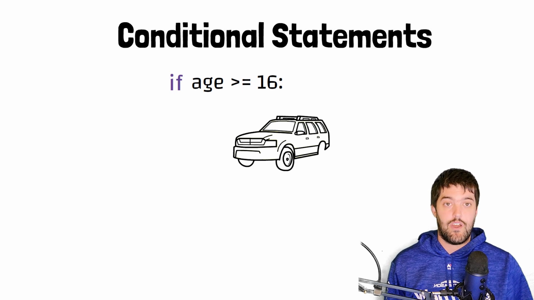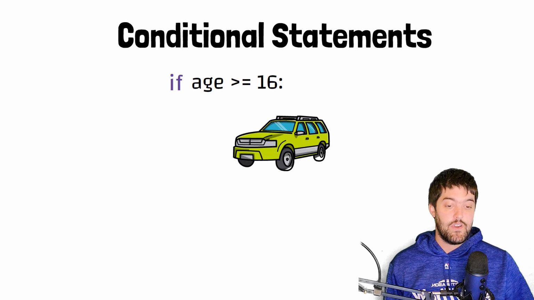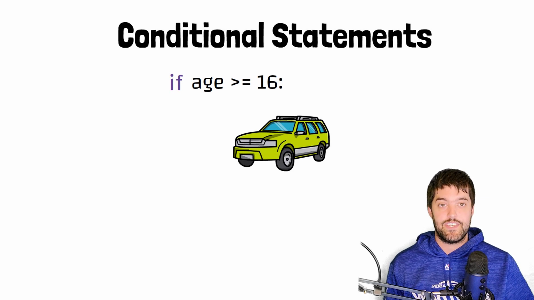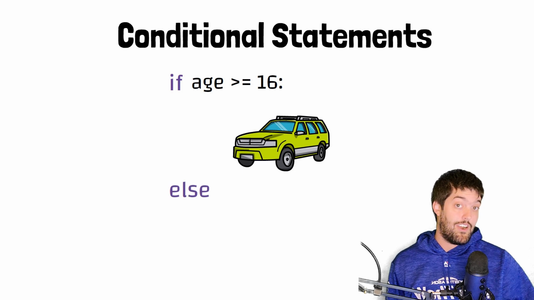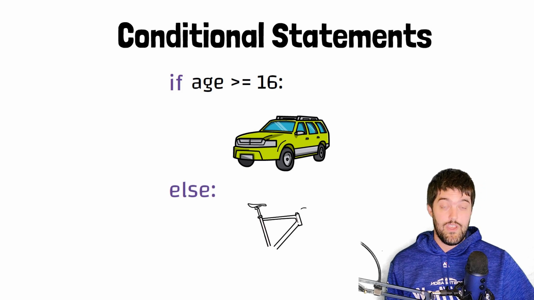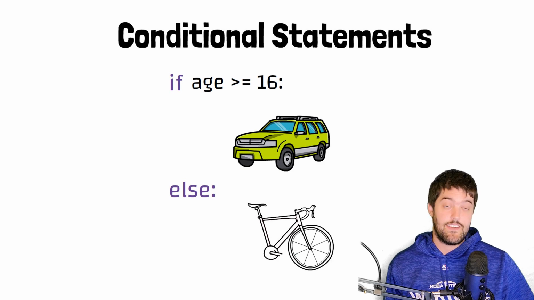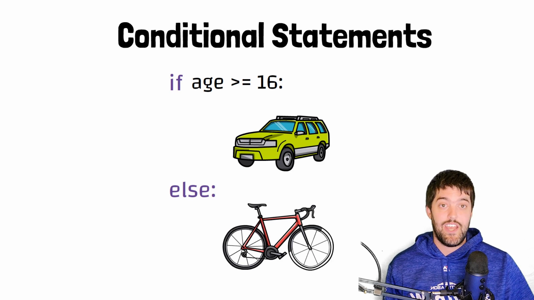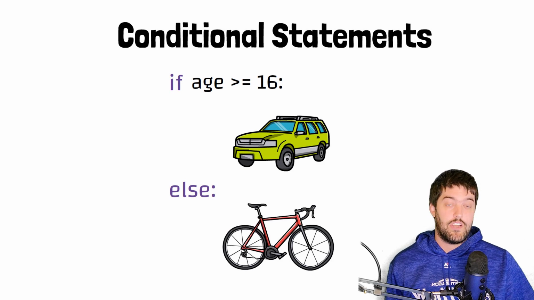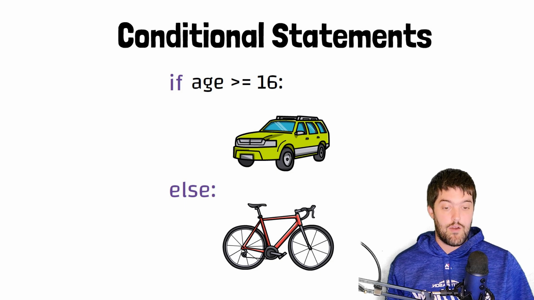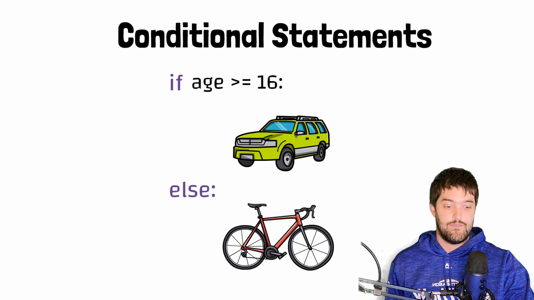So for example, our program might say, if your age is greater than or equal to 16 in the United States, you can get a driver's license and drive a car. Else, so if you're not 16 or over, you might have to ride your bike. These are called conditional statements, and they're going to be how our program makes decisions.